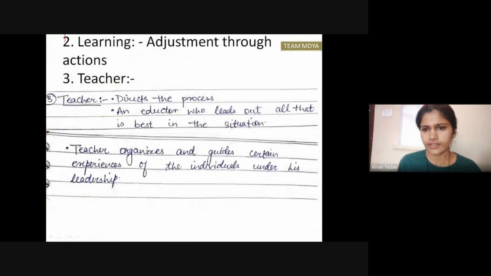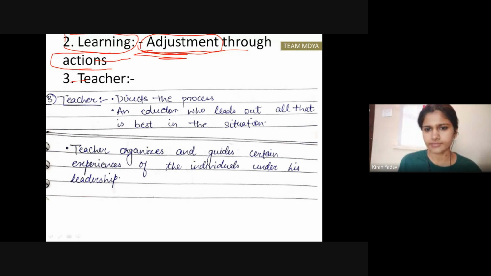Second factor is learning. Learning is adjustment through actions. So what type of actions are these? For example, if a student asks for suggestions from the teacher, then the teacher gives feedback, and then the learner self-reflects. After that he adapts, and in this way, through different actions, the learner learns. So learning is a process of adjustment. Remember this word, adjustment, in learning.